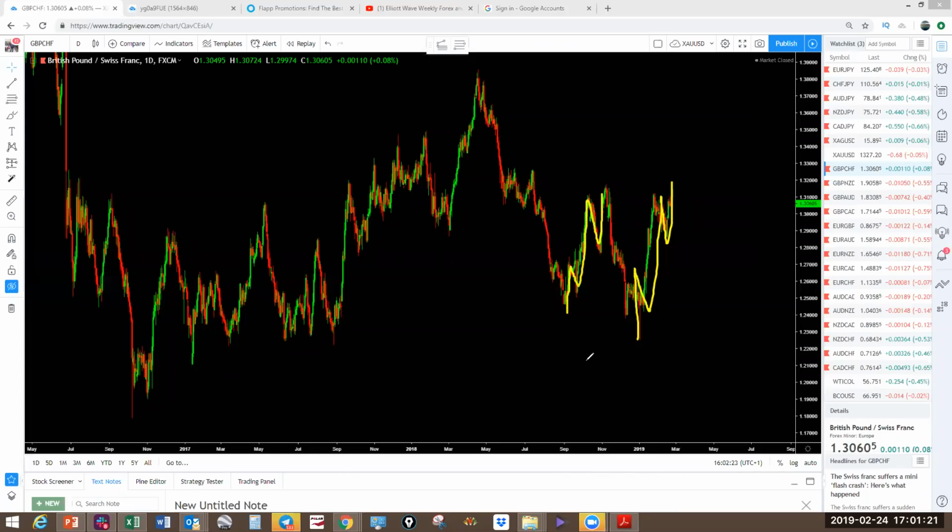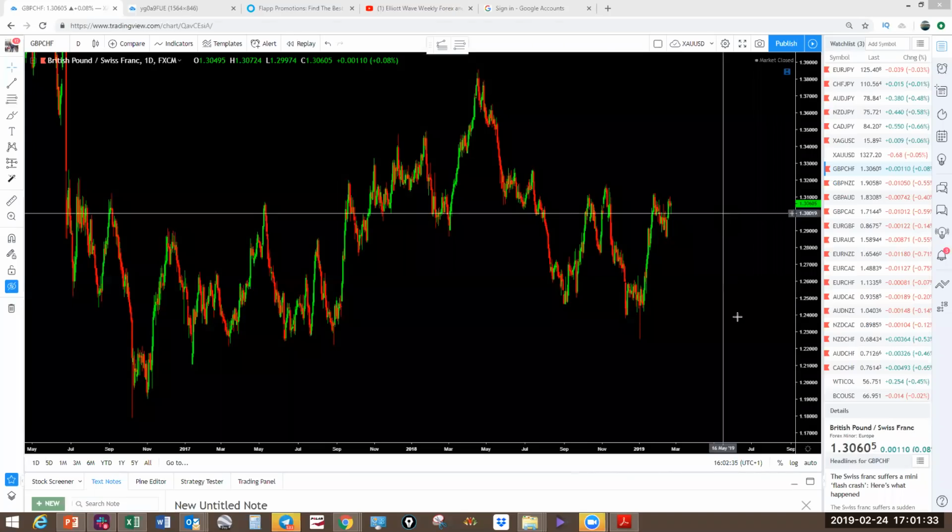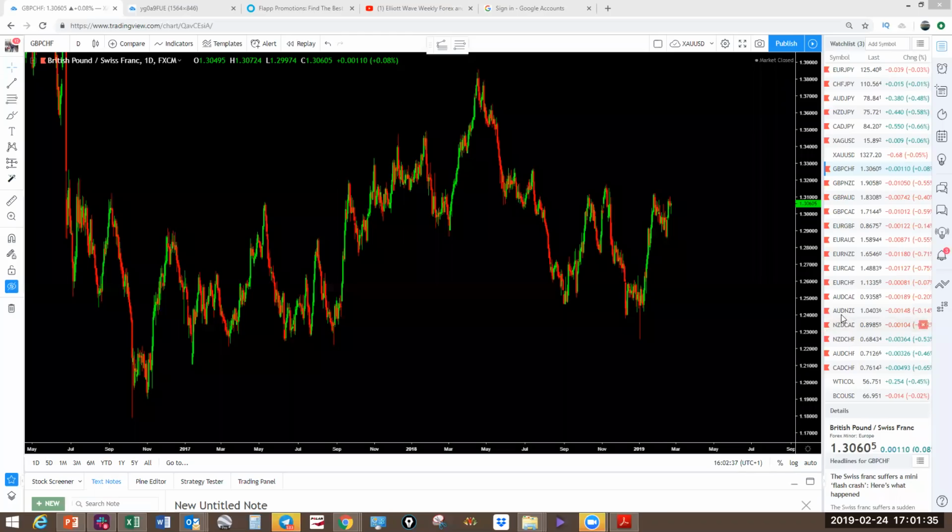If that is a 1, 2, 3, 4, 5, that means that is an A, B, C move. So let's have a look and see if this is not going to be the move to just break here and drop. We'll see the reversal signs if there are any. All right, so that's pound chief, now pound Audi.